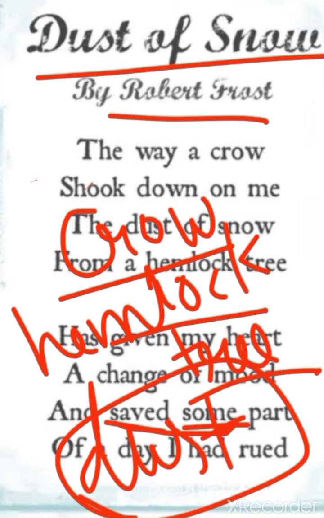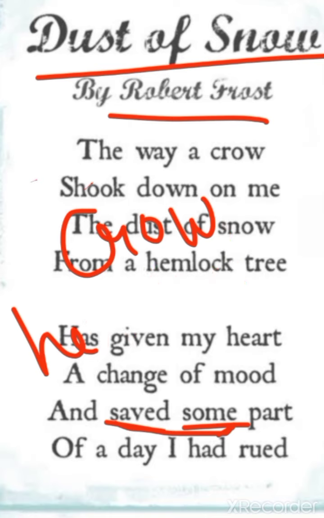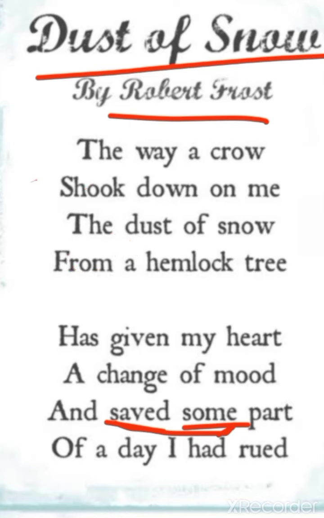So in this poem, we use the poetic devices imagery and enjambment in the entire poem, and we use metaphor in dust of snow because we compared the snow as dust. Then we have alliteration in saved some. Then we have synecdoche in has given my heart. Then we have symbolism in crow, hemlock tree, and dust.